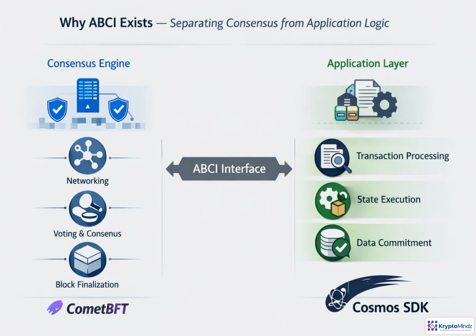ABCI lets CometBFT and a Cosmos SDK application focus on separate responsibilities. CometBFT handles networking, validator voting, consensus rounds, and final agreement on blocks. The application decides what transactions mean, decoding them, checking rules, executing module logic, updating state, and returning a commitment. Through calls like CheckTx, DeliverTx, commit, and query, ABCI keeps that boundary clear. So many applications can reuse the same reliable consensus engine.